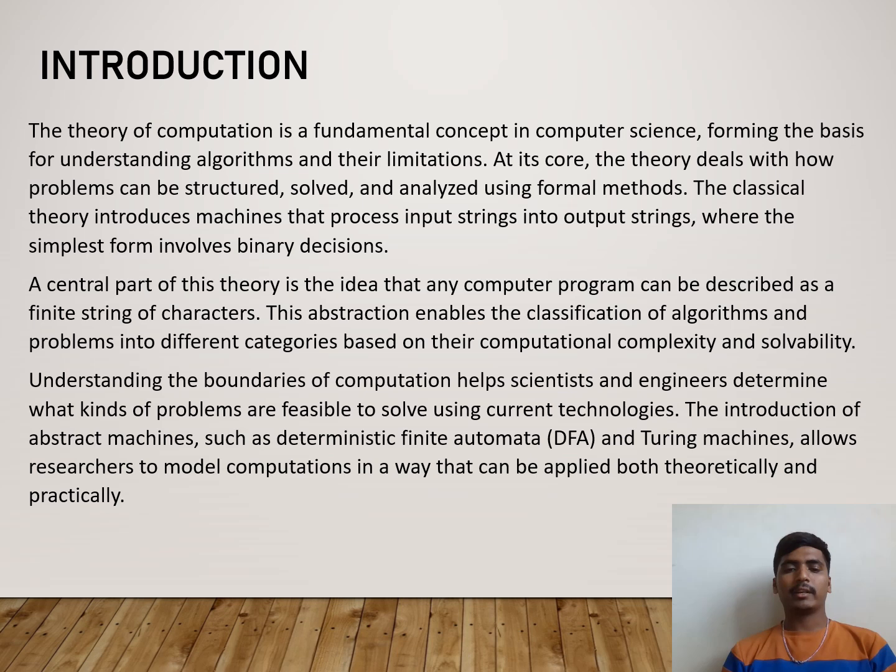A central part of this theory is the idea that any computer program can be described as a finite string of characters. That abstraction enables the classification of algorithms and problems into different categories based on their computational complexity and solvability. Understanding the boundaries of computation helps scientists and engineers determine what kinds of problems are feasible to solve using current technologies. The introduction of abstract machines such as deterministic finite automata, DFA, and Turing machines allows researchers to model computation in a way that can be applied both theoretically and practically.